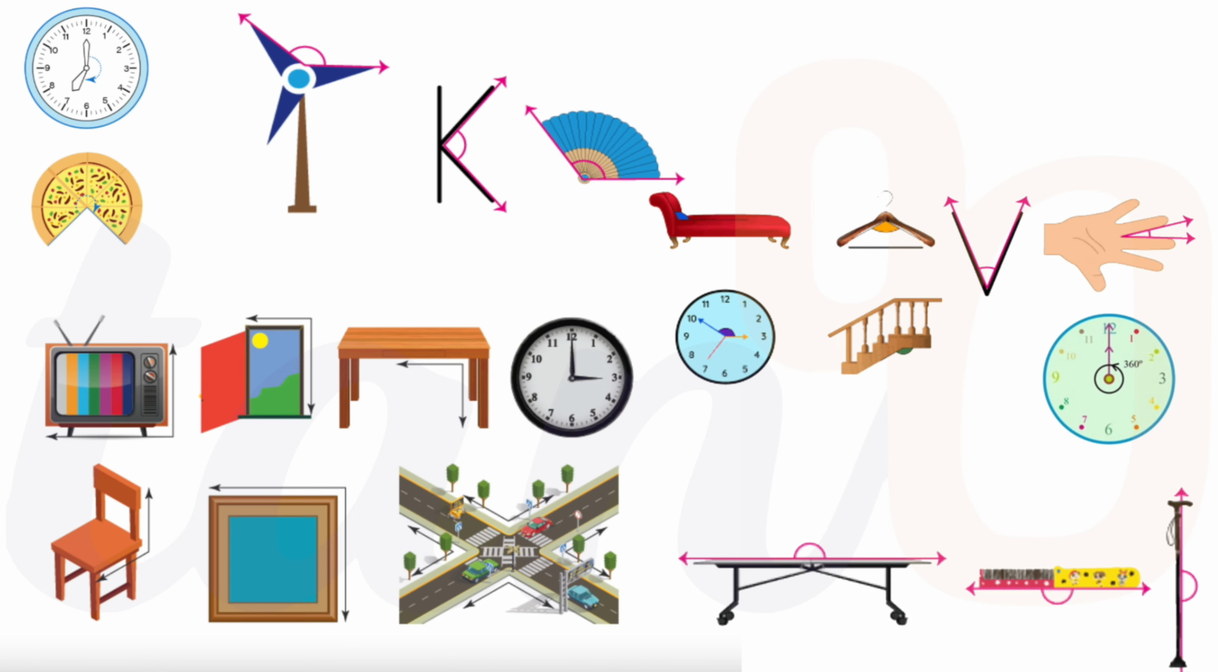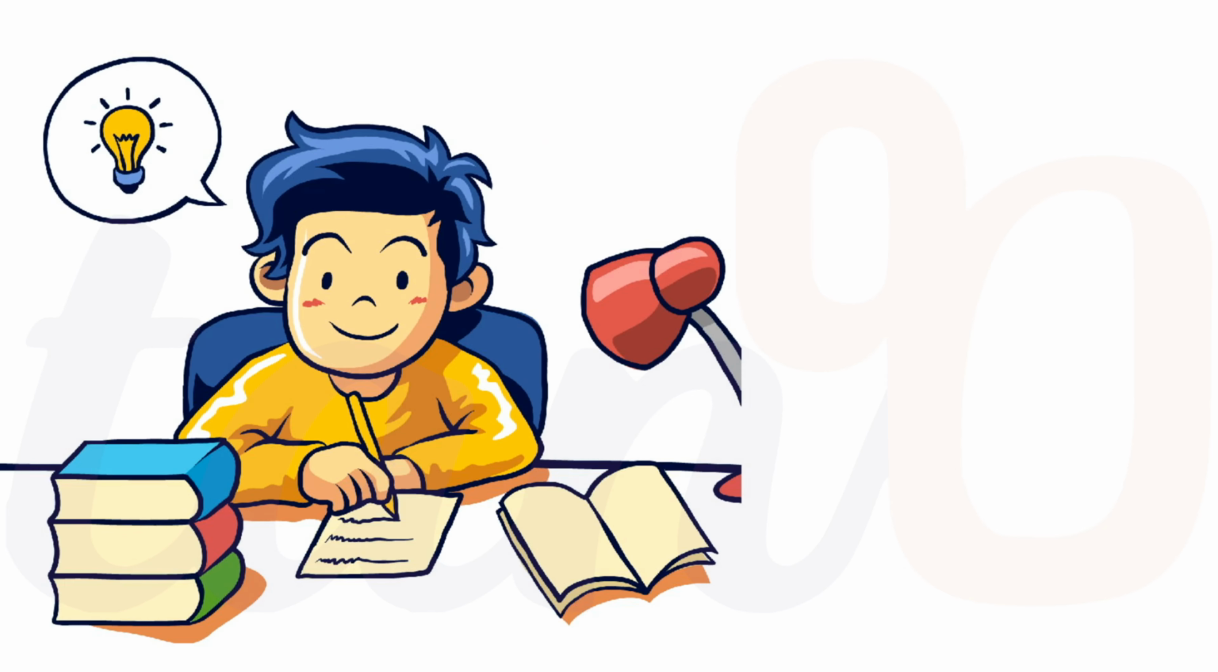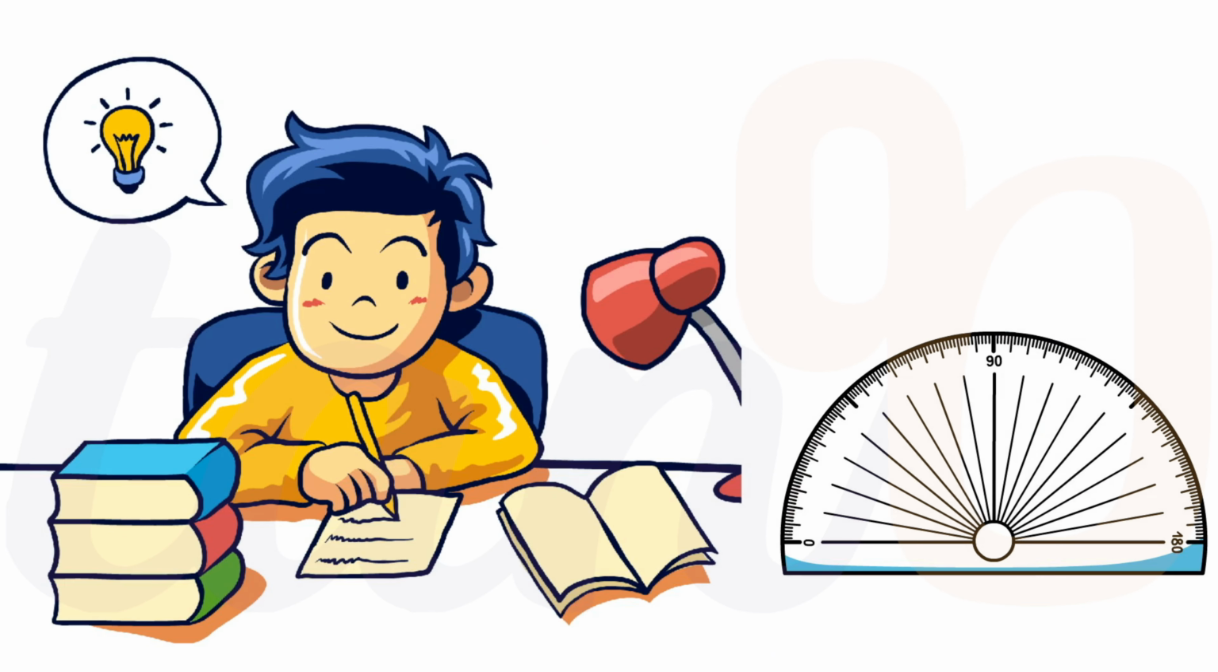Look at the images given on the screen. Use the material you made to measure and guess the types of angles. Pause the video to measure. Do this exercise with random objects you see to determine what angle they belong to.